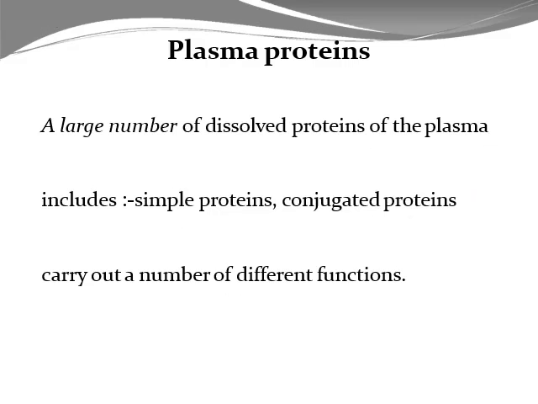So let's define what plasma protein is. Basically, plasma proteins are proteins that are found in the plasma. They are found in a dissolved form, and there is a large number of plasma proteins. They include simple proteins and conjugated proteins, and they perform a number of functions in the plasma as well.